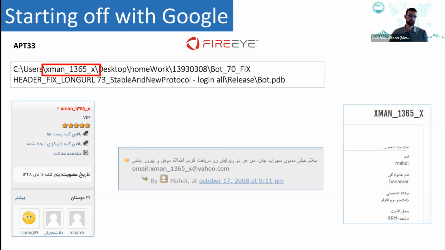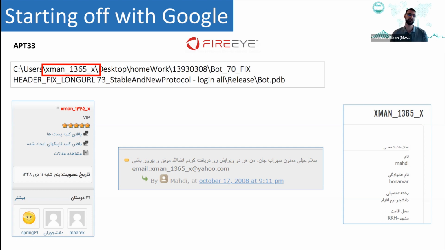Going back even further, in other forums, we will come to other selectors that we can use for our research. So in the middle, you see an example from 2008. That's how far it goes back, where this user apparently shared his email address, xman_1365_x@yahoo.com. So again, from an OSINT standpoint, we can move forward with this. We now have a name, we have a possible birth date, we have an extra email address, which can also be utilized in the search for social media accounts.